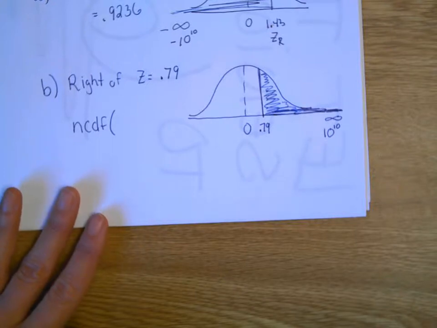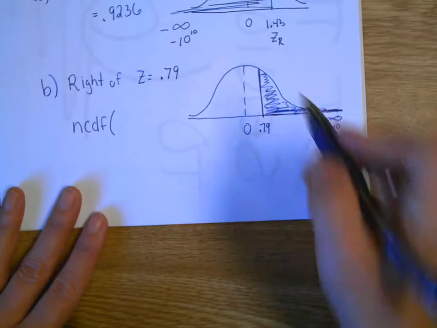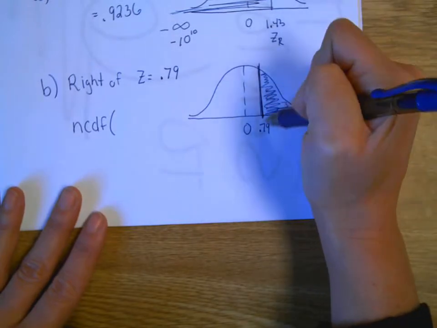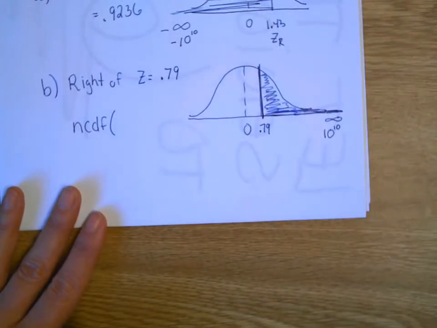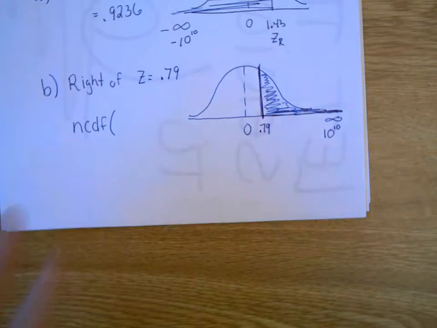What's my left z-score going to be here? 0.79. The left edge is right here, 0.79. I got to put that in first. Comma, what's the right edge of my shaded region? 10 to the 10th. So it's left to right. You're giving it the boundaries to find the area in between. Does that make sense?